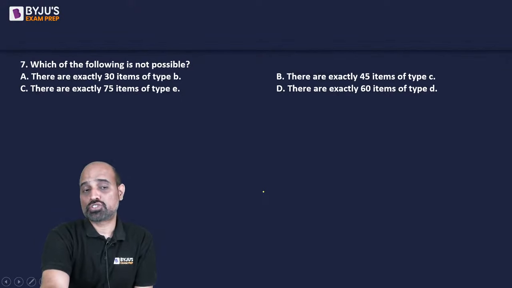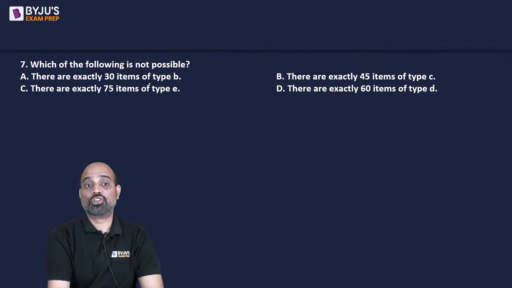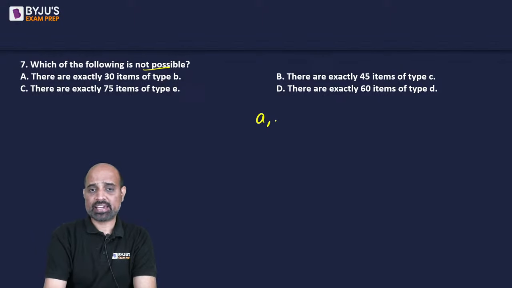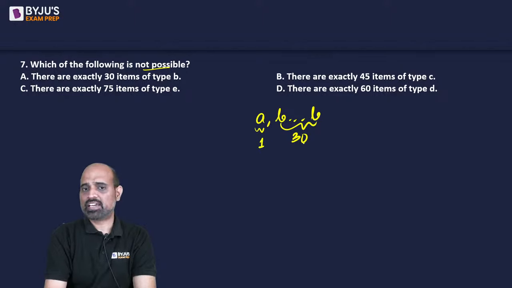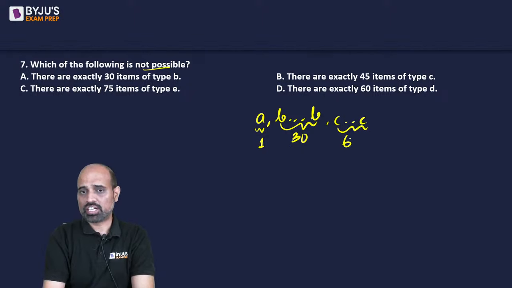which of the following is not possible? Not possible: there are exactly 30 items of type B. Let's see. A is 1, B is 30. That is at least 2 for 1, so fine. Once this is 30, then we can have C, which is going to be at least 60. So I make the total 100. So 31 plus 69. Very much possible.